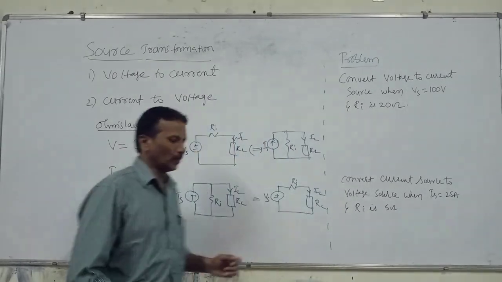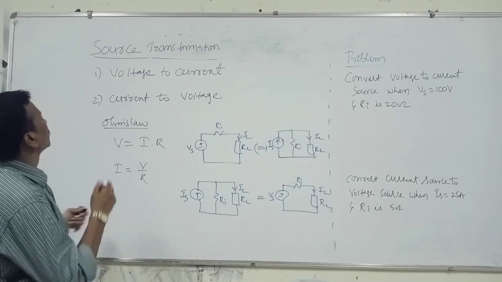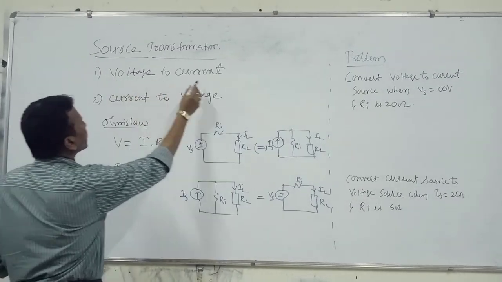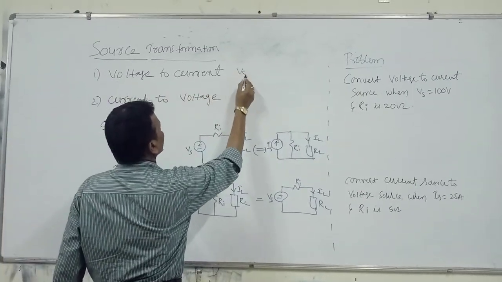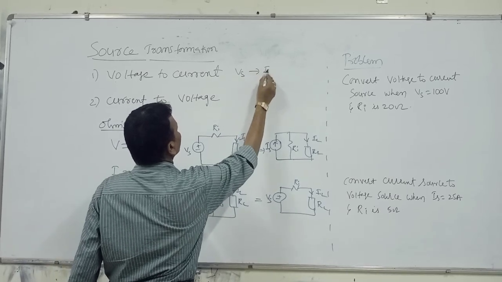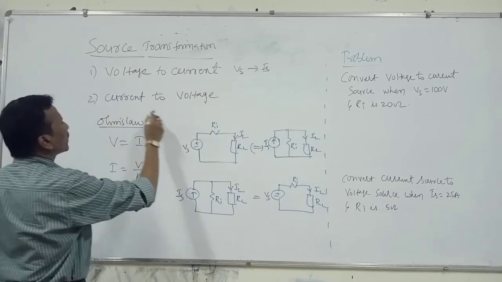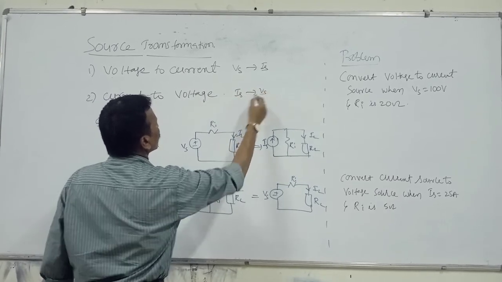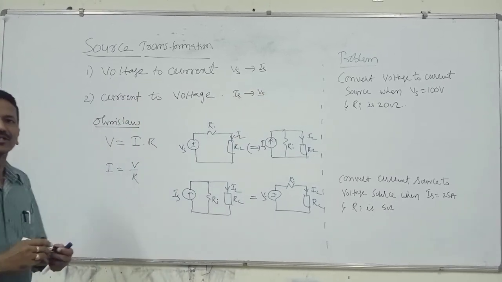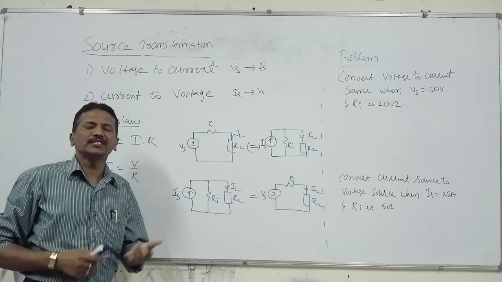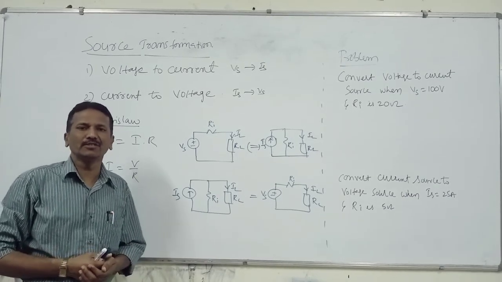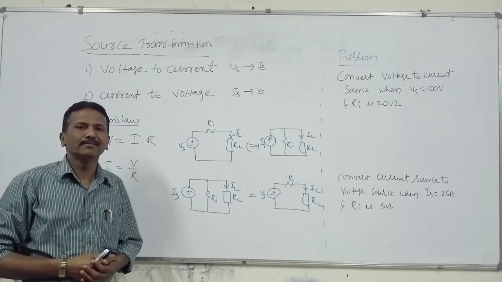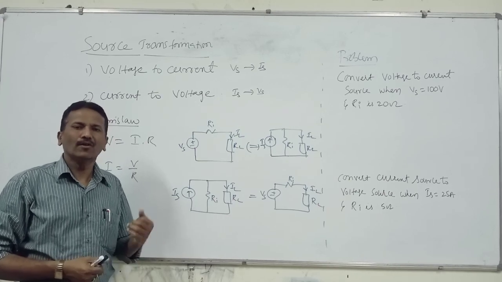Okay, students? First is the voltage source to the current source, meaning you are converting this voltage source to the current source. Next one, current source to the voltage source: IS is converting into the voltage source. So, what is the universal law? In electrical we use a universal law. Which law is it? Yes, it is Ohm's law.